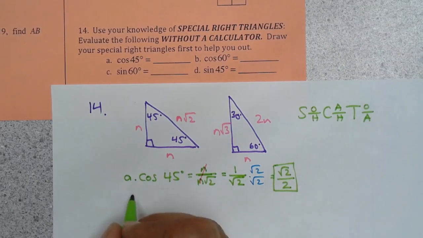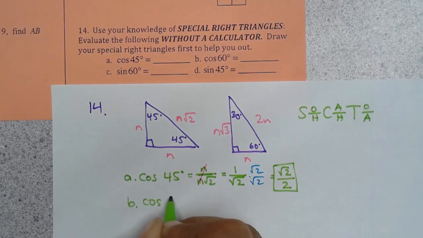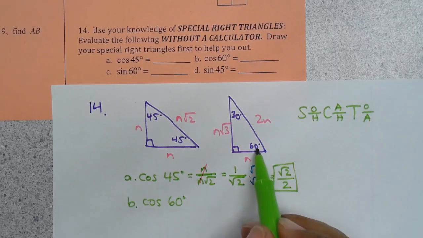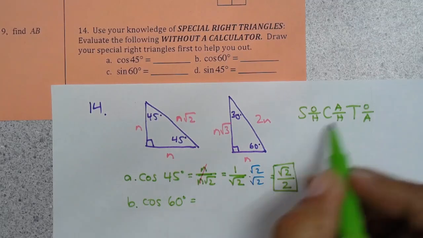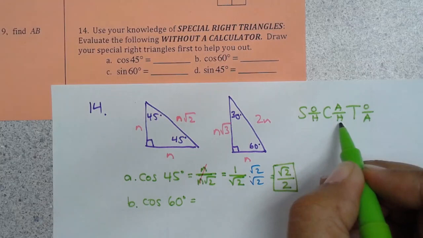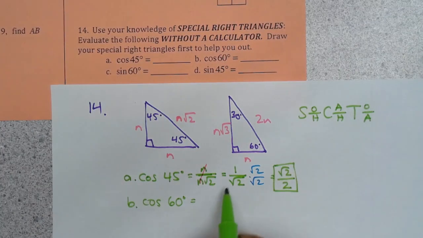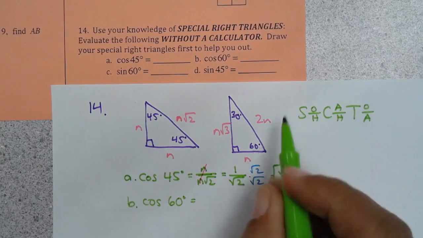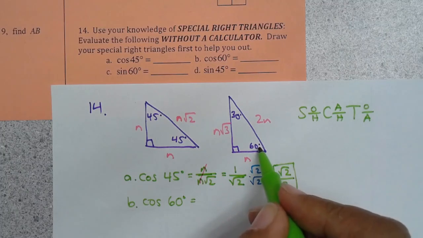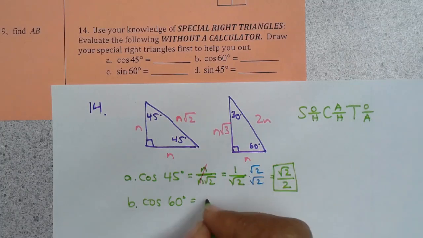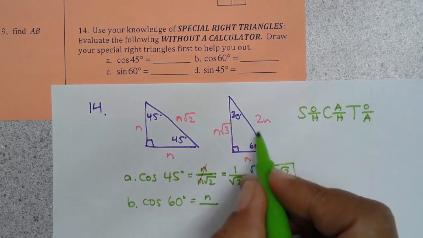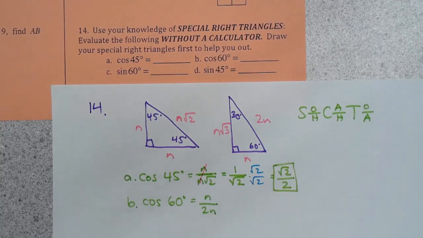All right, let's go ahead and do b. b is cosine of 60 degrees. So now our reference angle is 60 over here. Again, cosine is adjacent over hypotenuse. So if we look at this 60 degrees as our reference angle, what's adjacent to 60? n over hypotenuse 2n. I noticed that my n's will cancel here, keeping in mind that 2 is in the denominator, so that's 1/2.